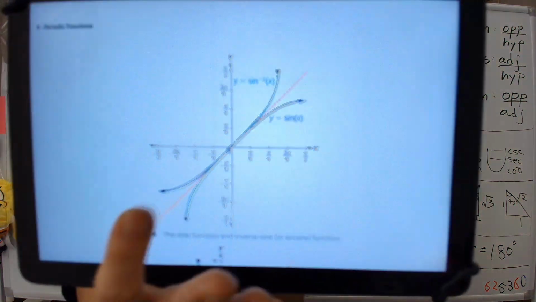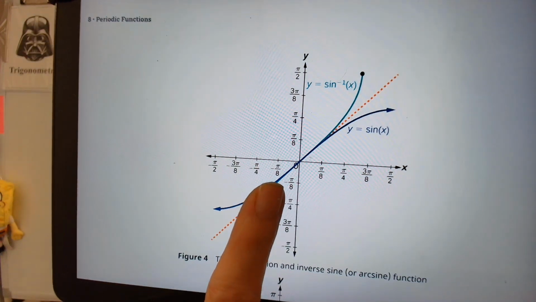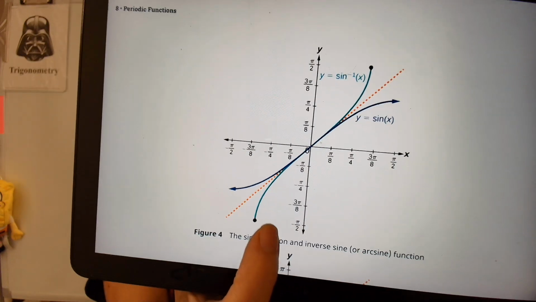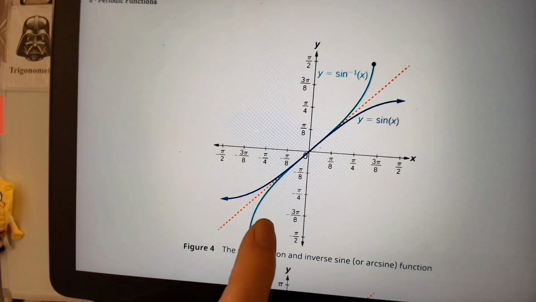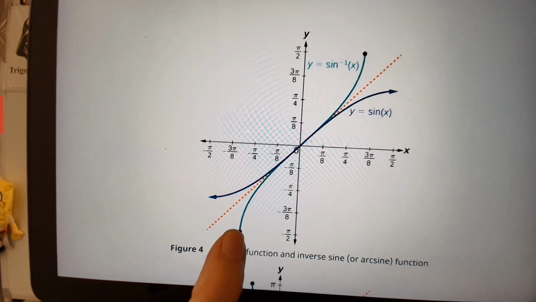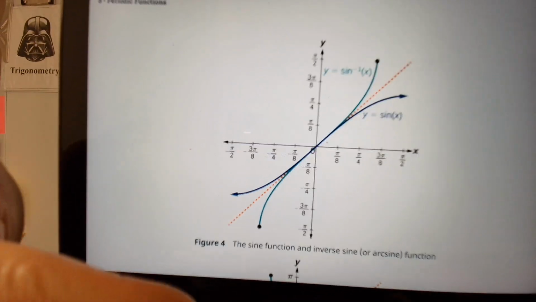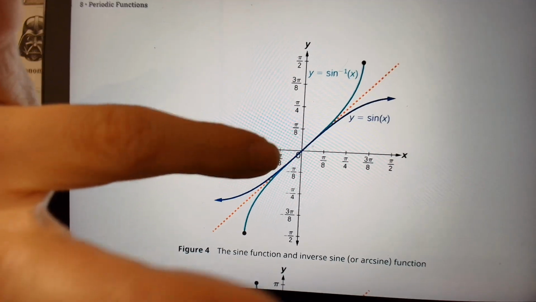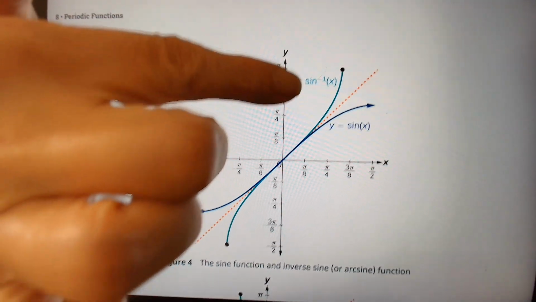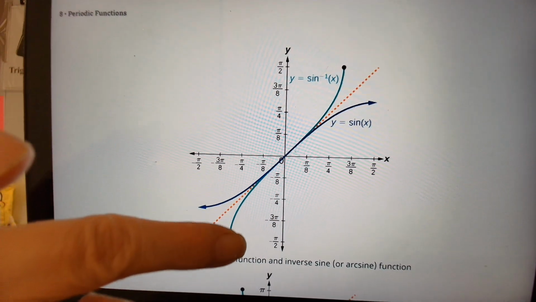So the arc sine function, also sine inverse of x, is the tangerine or greenish color here. It goes down here and then goes up there. Pay careful attention. It goes down here.